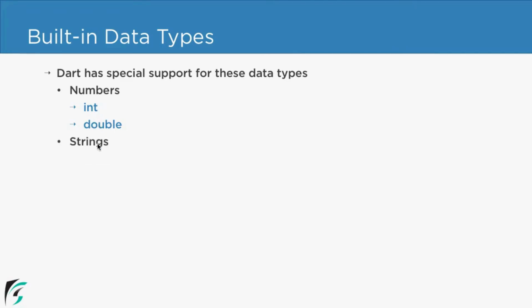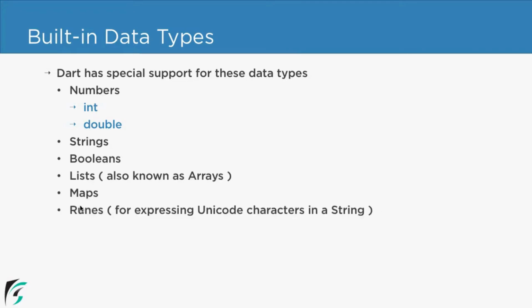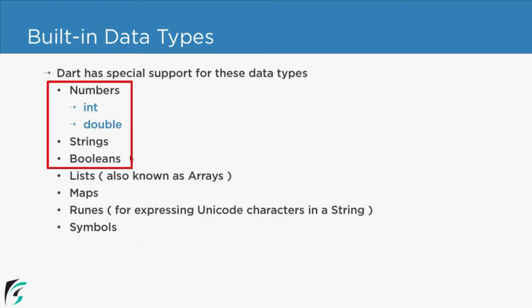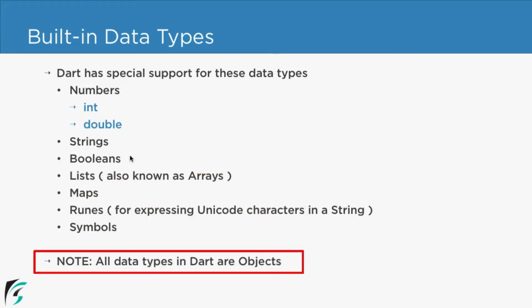And then we have strings, booleans, list, maps, runes, and also at last symbols. Now we will discuss list, map, runes and symbols in our upcoming videos. Since we have just started the course, so for now let us only focus on numbers, strings and booleans. Now just remember, in Dart all the data types are basically objects. That is, whatever you see in Dart are basically objects.